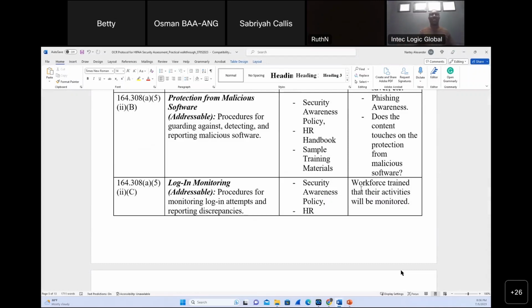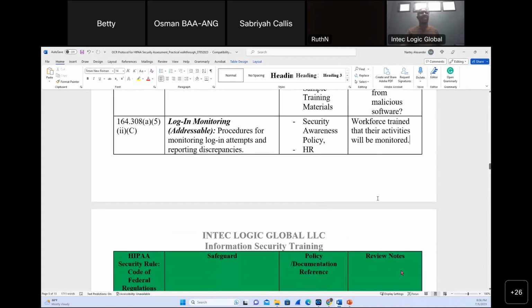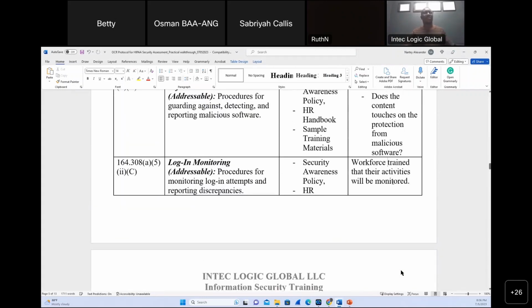So the workforce must be trained that their activities will be monitored, right? Sorry, let me rephrase that: the workforce must be trained that their activities will be monitored, right?